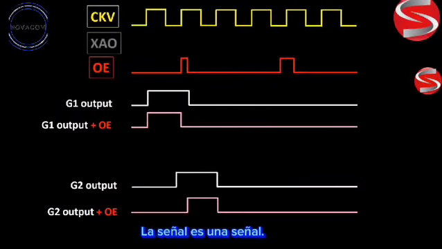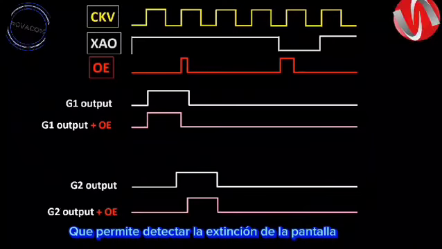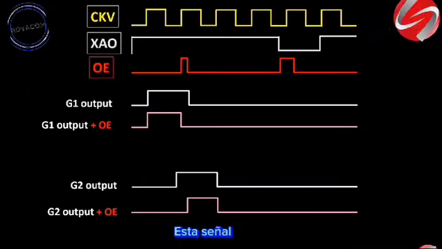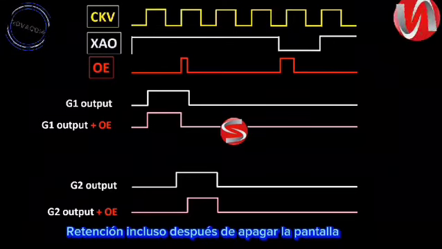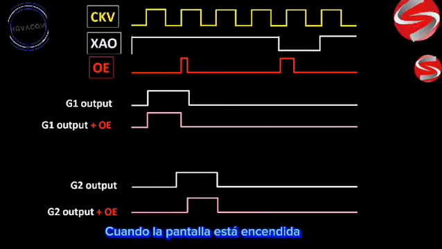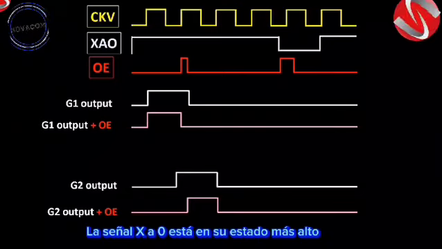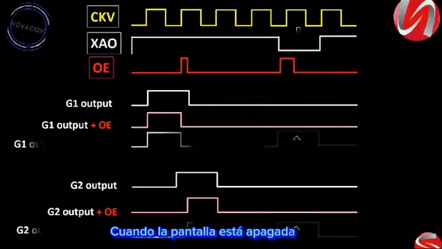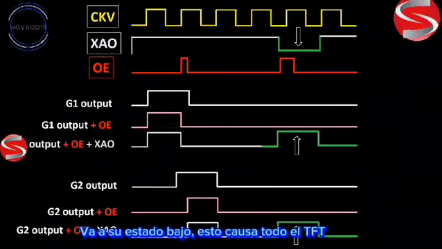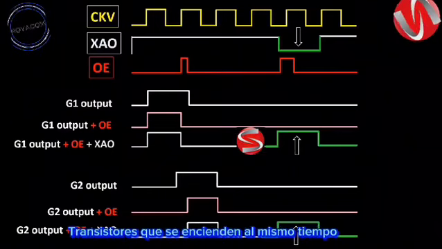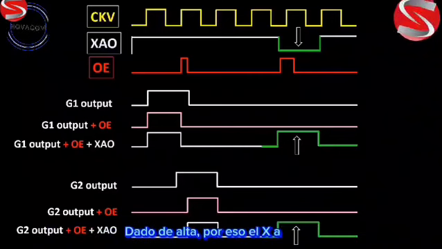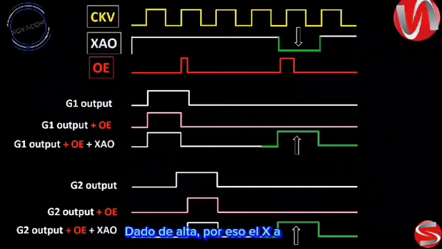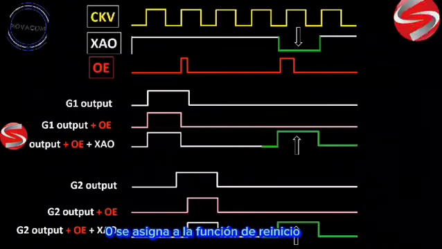The XAO signal is a signal that allows the detection of the screen being turned off. This signal has been added to deal with the problem of image retention even after the screen is turned off. When the screen is on, the XAO signal is in its high state. When the screen is turned off, it goes to its low state. This causes all the TFT transistors to be turned on at the same time, and it allows all the capacitors of the screen to be discharged. This is why the XAO signal is assigned a reset function.